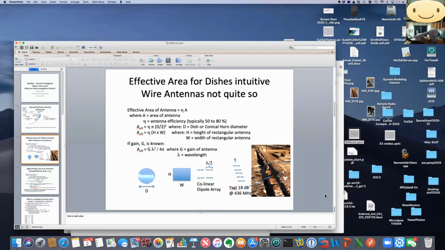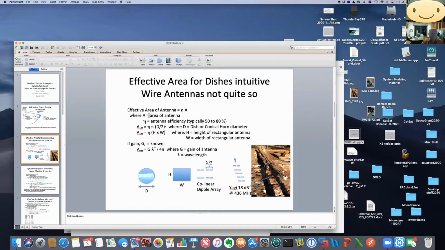So this is effective area. What's the effective area of the antenna? Sometimes this gets people confused. With a dish, it's pretty easy. Looking into the dish, it's like a bucket collecting the photons that are coming down to the ground, and its area is just the radius of the dish squared times pi. Similarly, if you had a rectangular antenna, it would be the antenna height times the width, simply.